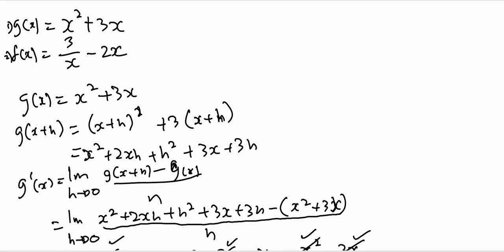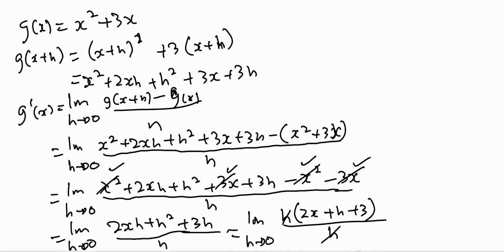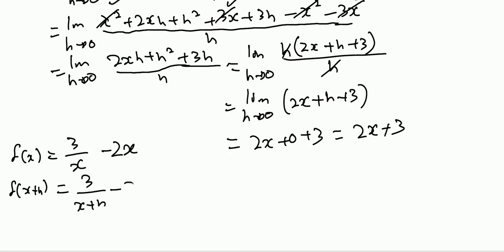The second question: differentiate f of x from first principle. What is our f of x? Our f of x is equal to, let's check, 3 over x minus 2x. Yes, this is our f of x. Then what is our f of x plus h? That is the first question you must ask yourself. That will be 3 over x plus h minus 2 into x plus h.